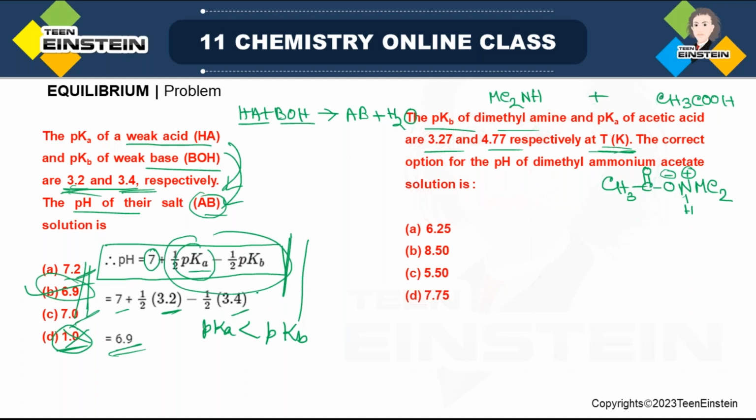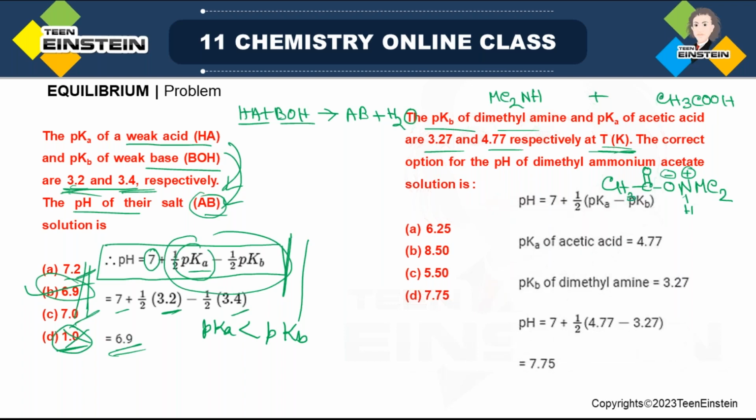So simply use the same formula as you have used in the previous problem. So pH will be again 7 plus half pKa minus pKb. So pKa value is given 4.77. Now in this case you can see pKa value is greater than pKb. So obviously it will be slightly greater than 7.